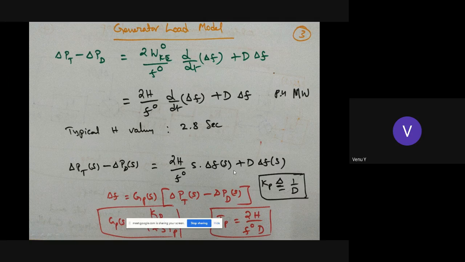Therefore, delta F is equal to Gp of S into delta Pt of S minus delta Pd of S. Gp is the transfer function of the generator load model, equal to Kp over 1 plus S into Tp, where Tp equals 2H by f naught into D. Sometimes, if D is expressed in terms of omega, this is equal to 2 pi, so the 2 gets cancelled, giving H by pi f into D. That is the actual term.